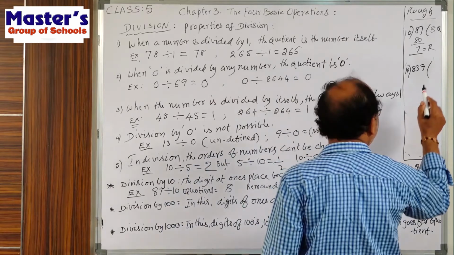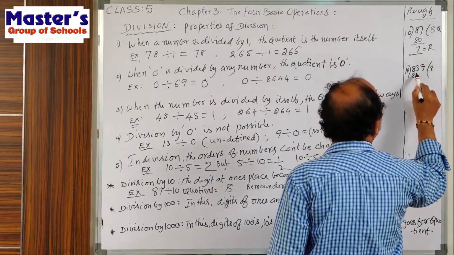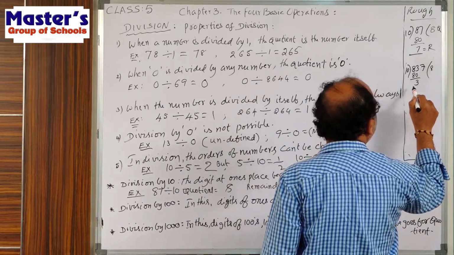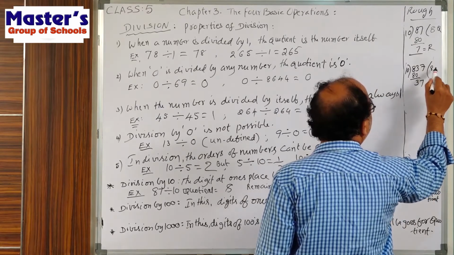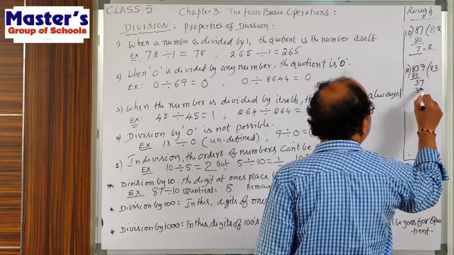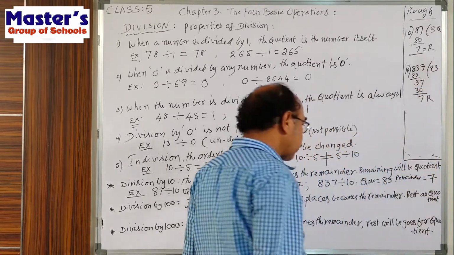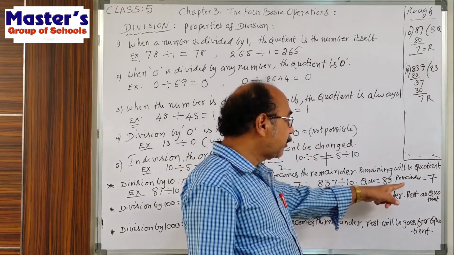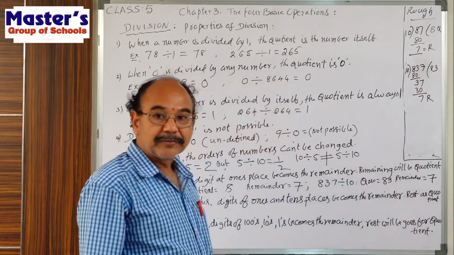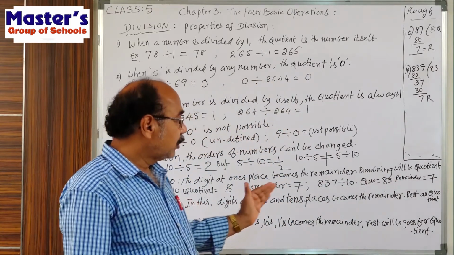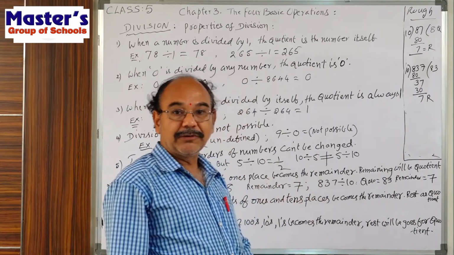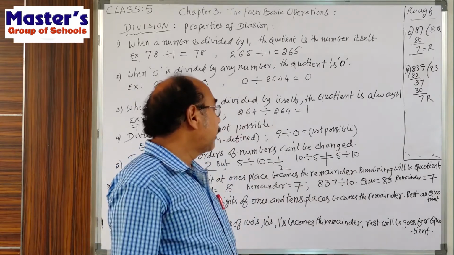10 8s are 80, 3 remainder. Now bring down 7, 10 3s are 30, 7 remainder. 83 is the quotient, remainder is 7. Understand? So, you should be careful while doing the division.